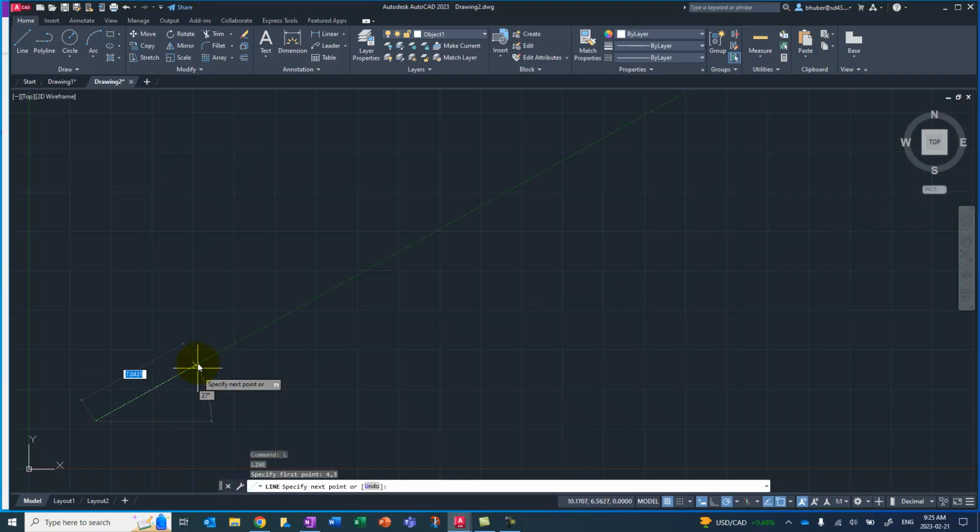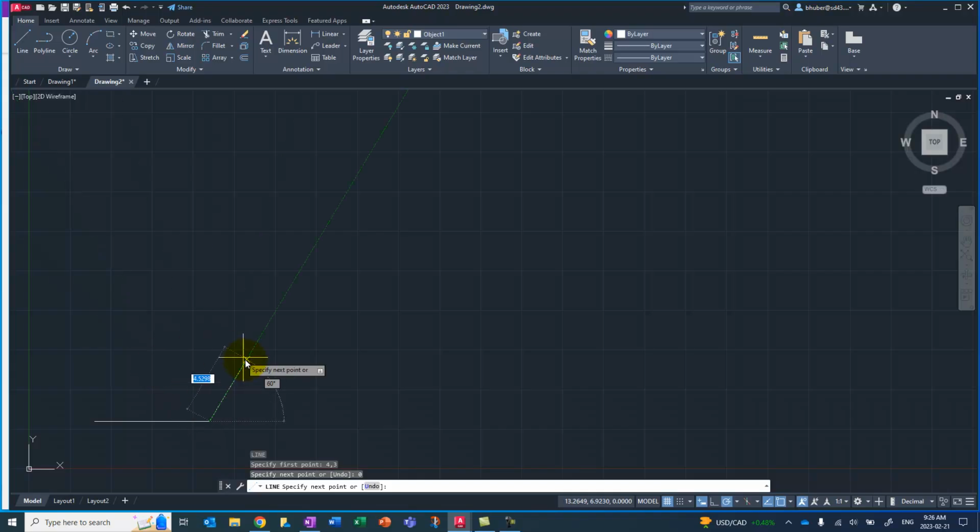Now notice if I kind of drag my cursor around, it's showing a distance and an angle. And I can use tab to toggle between the 2. So instead of typing @7<0, I could actually just go ahead and type 7 into the distance and then 0 into the angle. So why don't we try that out? So we're going to put 7 in the distance, press the tab key to toggle over, and then 0 in the angle. So that did the trick.